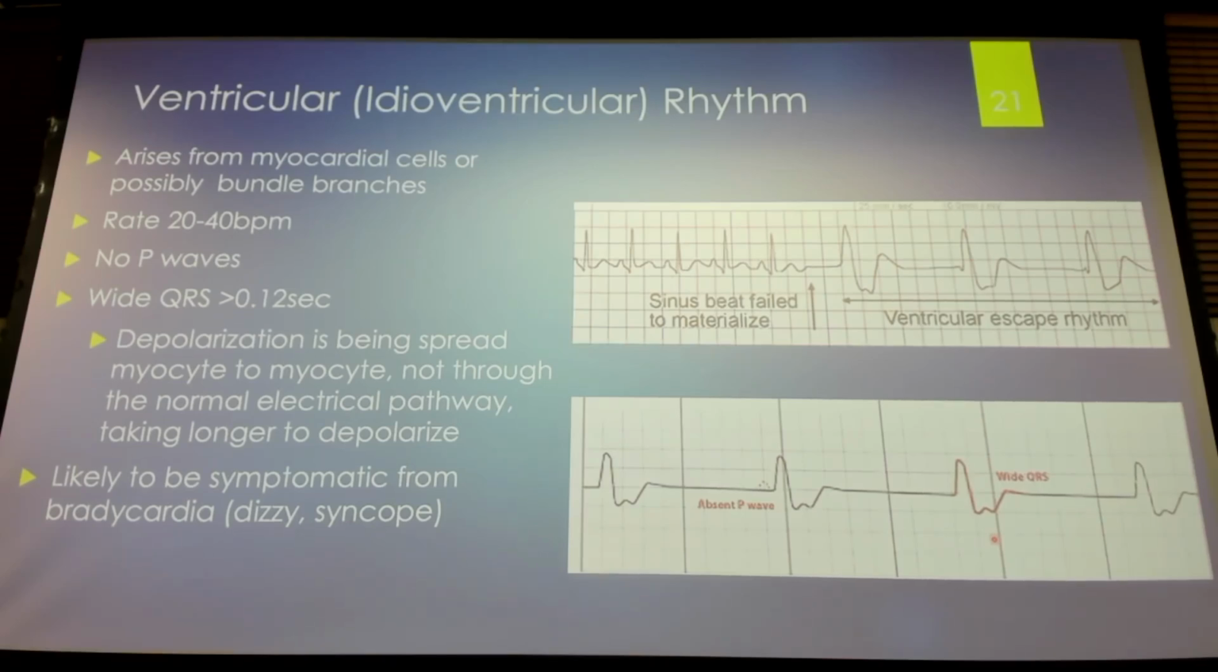These patients are a lot more likely to be symptomatic because the heart rate from the ventricles is going to be 20 to 40. Okay, especially if they're used to heart rates, even 50, 60 on up. If they've got a heart rate of 20 to 40, these patients oftentimes will have pre-syncope or syncope or might be lightheaded, especially when they go to stand up.